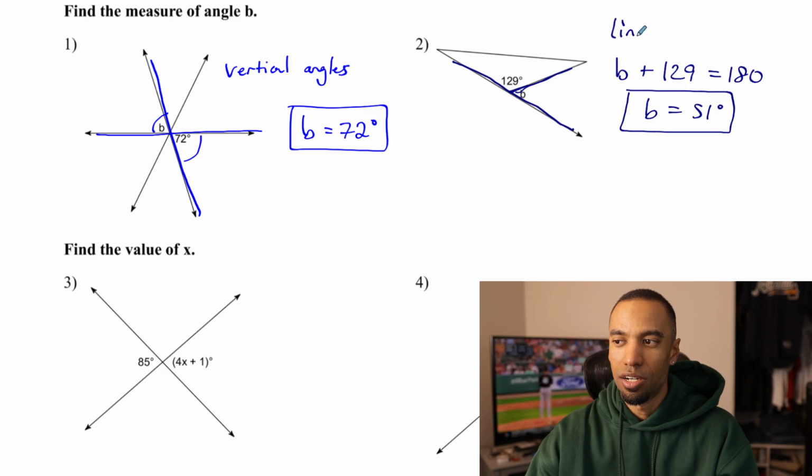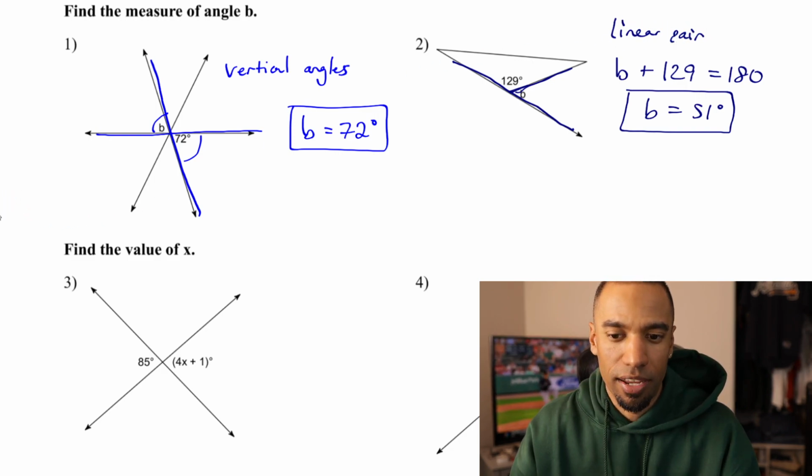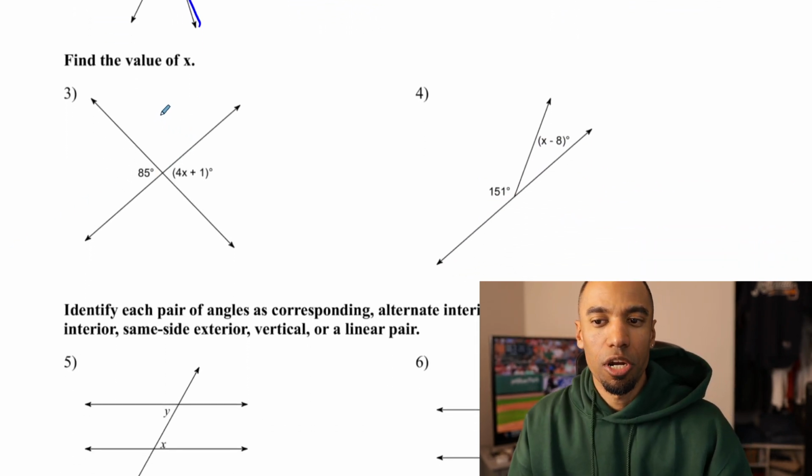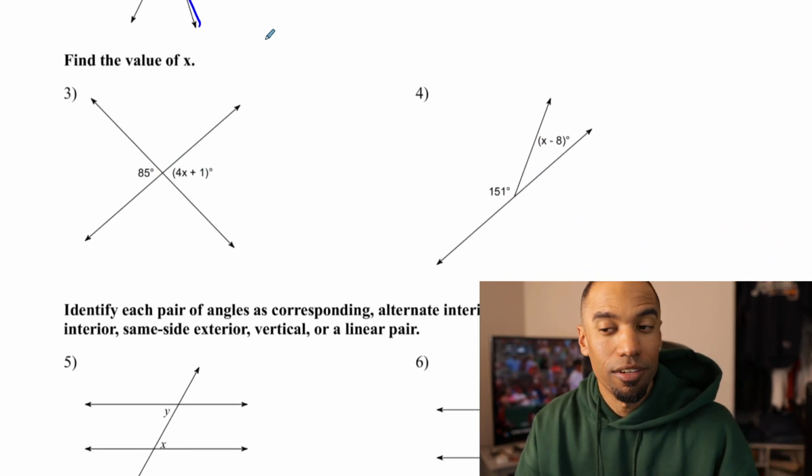So that's a linear pair. I'm going to try and identify these whenever I can. Once again, vertical angles, linear pair. And I'll be honest, this is skill 25 right here.